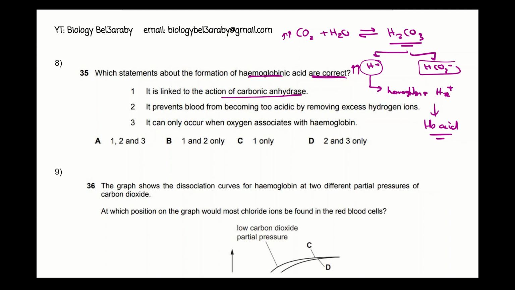1. It is linked to the action of carbonic anhydrase. Yes, indirectly. We've just discussed that. Therefore, this is correct. 2. It prevents blood from becoming too acidic by removing excess hydrogen ions. This is correct because when hydrogen ions combine with haemoglobin, this does remove the load of hydrogen ions. Therefore, this is also correct. 3. It can only occur when oxygen associates with haemoglobin. This is incorrect because here we're talking about the increase in concentration of carbon dioxide, not necessarily the oxygen association. Therefore, the answer is 1 and 2 and is going to be B.